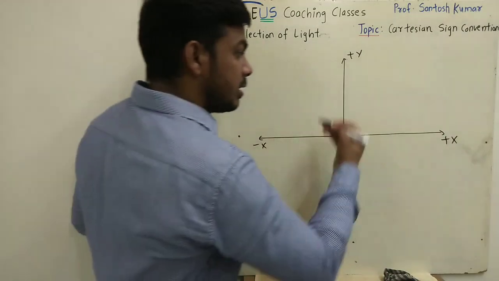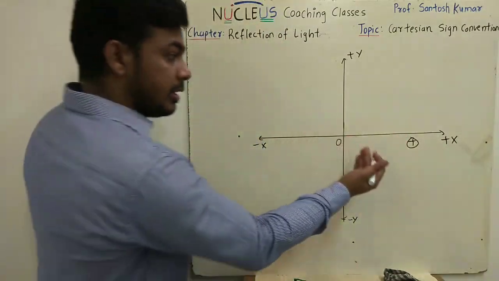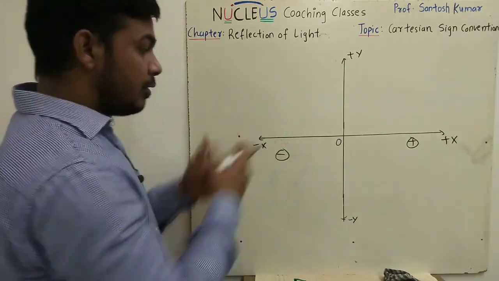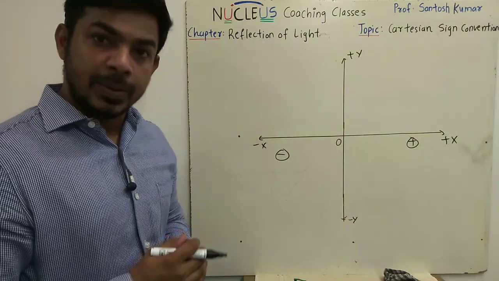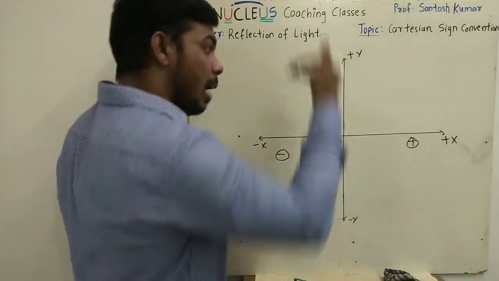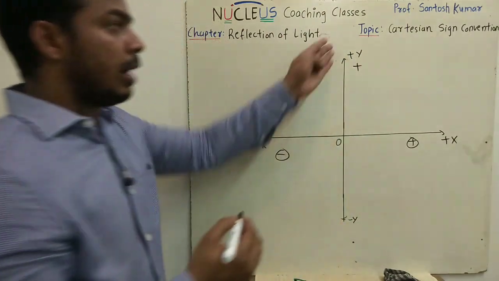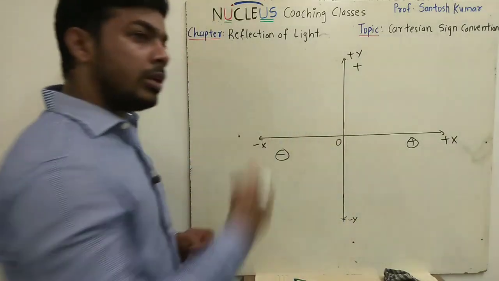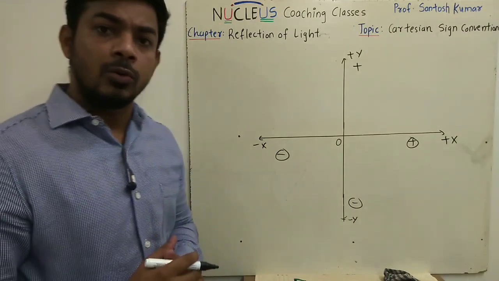The distance measured to the right hand side of origin is taken as positive. The distance measured to the left hand side of origin is taken as negative, which represents positive x-axis and negative x-axis respectively. The distance measured above the origin, above the x-axis, is taken as positive. I am talking about positive y coordinate. The distance measured below the origin or below the x-axis is taken as negative, that is negative y coordinate.